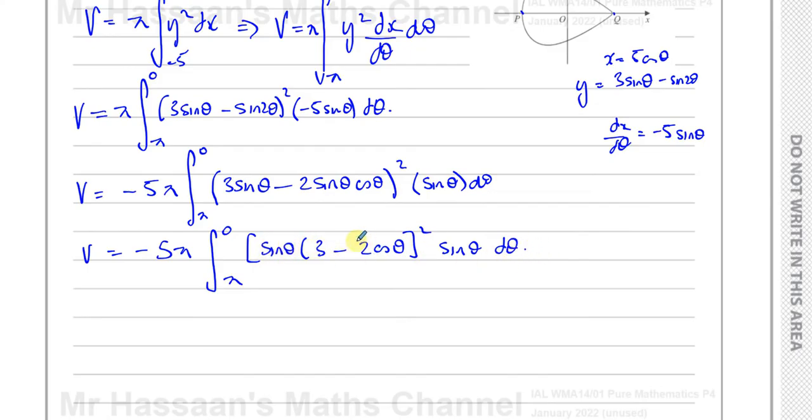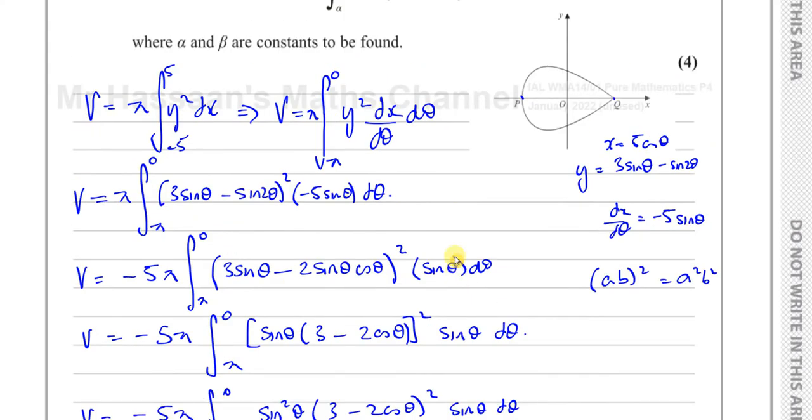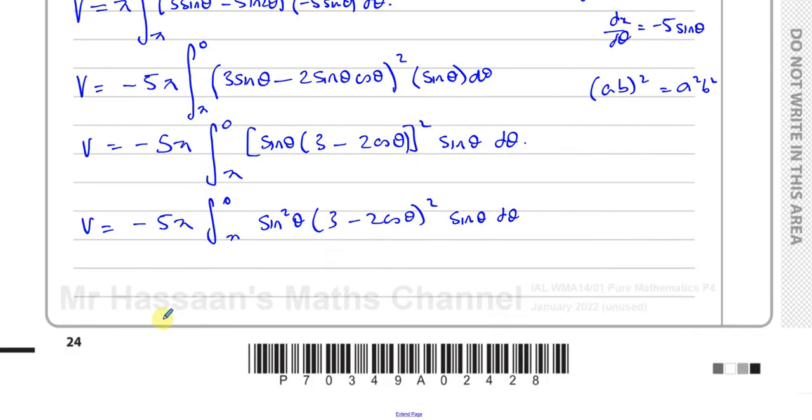Now I can split this up, because if I have, for example, a times b all squared, it's like a squared b squared. So I can write this as sine squared theta and 3 minus 2 cosine theta all squared. So the next step, I could write minus 5 pi between 0 and pi, and this will become sine squared theta times 3 minus 2 cosine theta squared times another sine theta d theta. And you see here, it's almost exactly what we have to write here. Just multiply the sine theta and the sine squared theta, and we got what we need, except for one thing, which we'll deal with at the end.